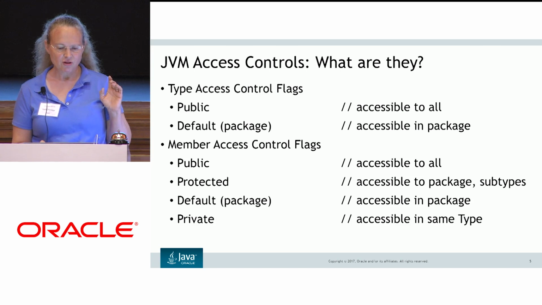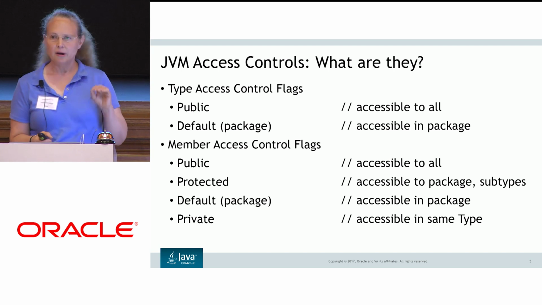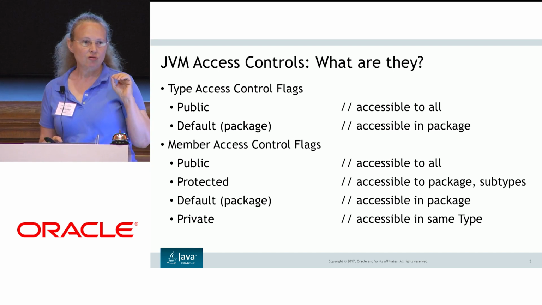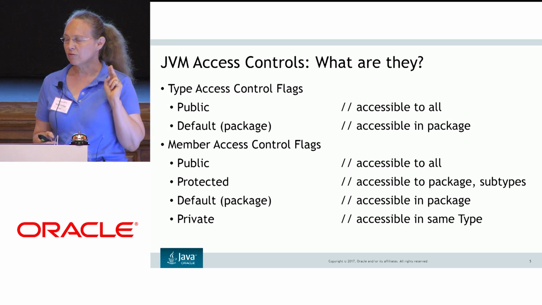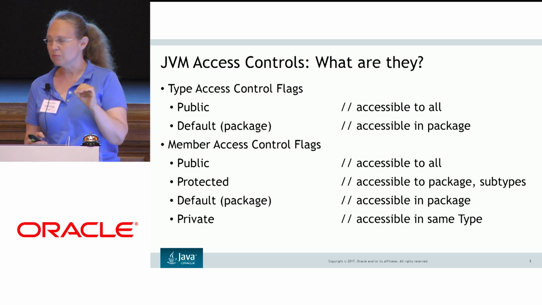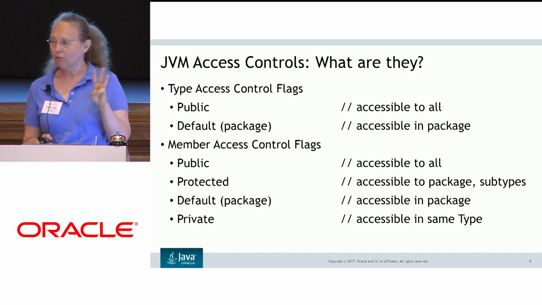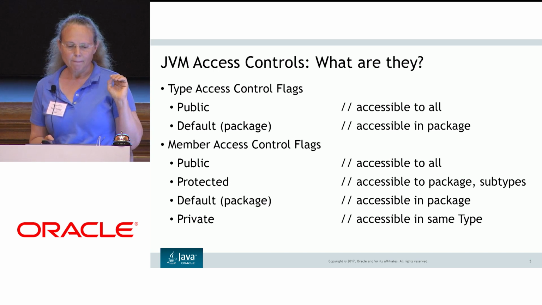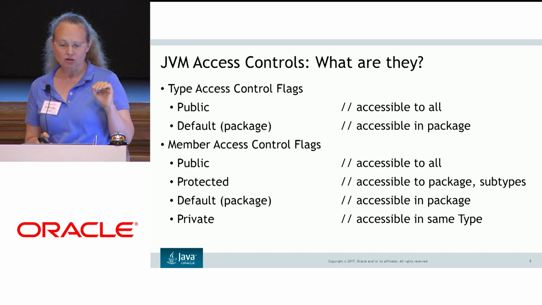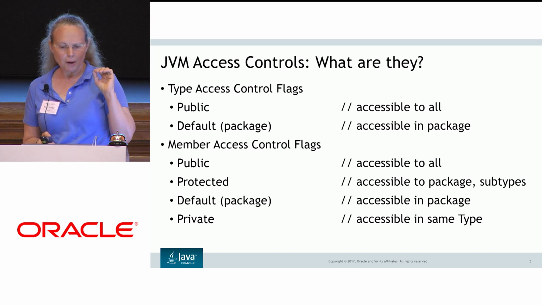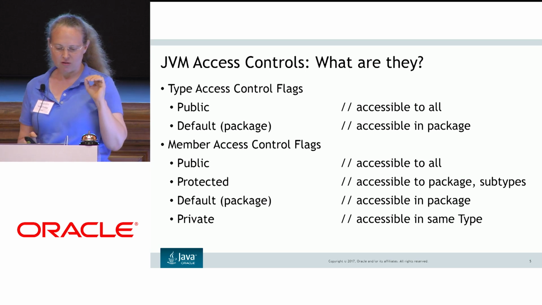Okay, so JVM access controls, what are they? This should be familiar to everybody, but just for quick review, the access control flags come in two parts. We have type access and we have member access control flags, right? So type access is public or default, which means package, and member access is public, protected, default, or private. There's a key point to this. In neither of these projects have these flags changed, okay? That's key. There's another key point, which is anytime you want to check member access, you check type access first.